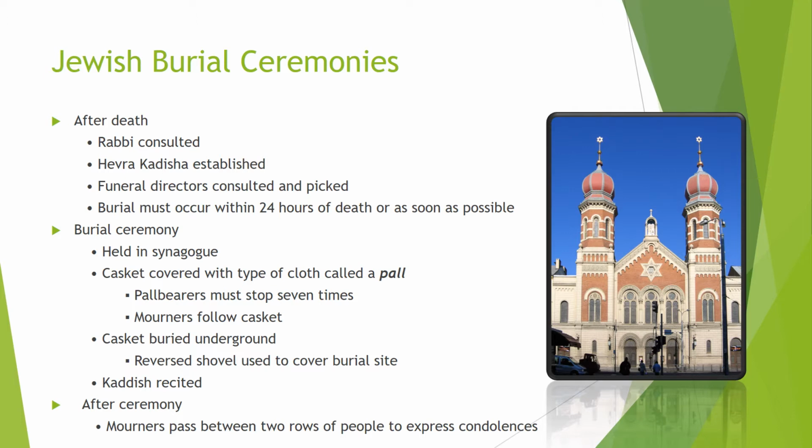The funeral is held in a synagogue, which we see on the right. The casket is covered with a type of cloth called a pall, and the pallbearers must stop 7 times during the ceremony. The mourners will follow the casket, and as the casket is buried, they use a method of reverse shoveling, and each time a member shovels, they must stick it in the ground before another person can pick it up and take it out. The Kaddish is recited, and after the ceremony, mourners pass between 2 rows of people to express condolences.